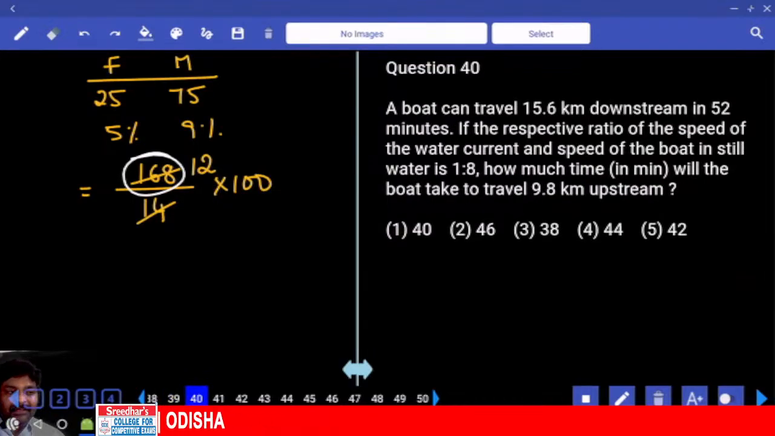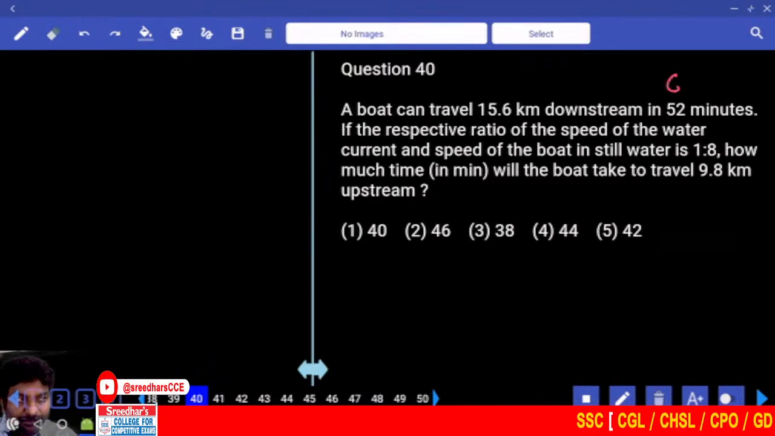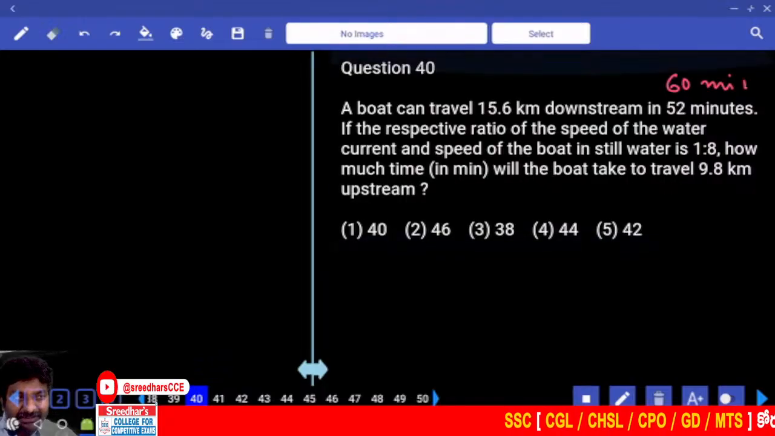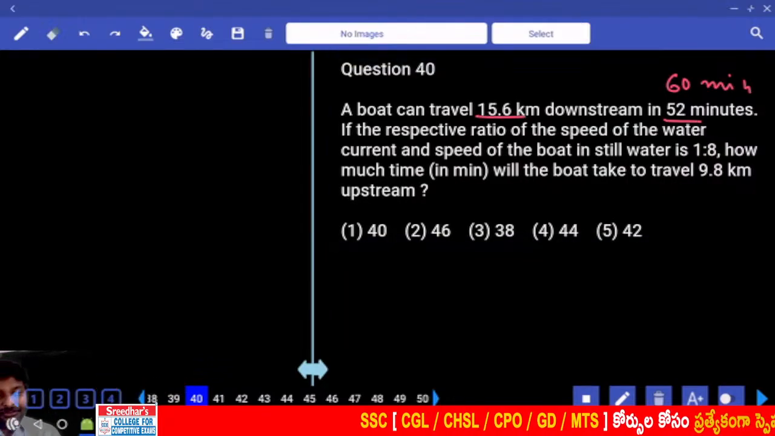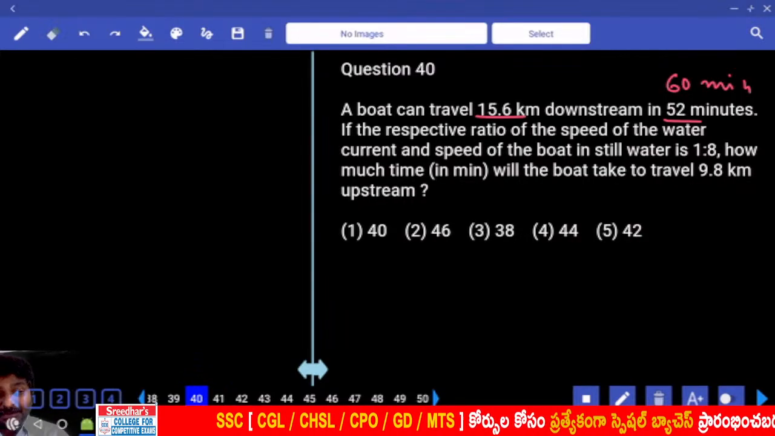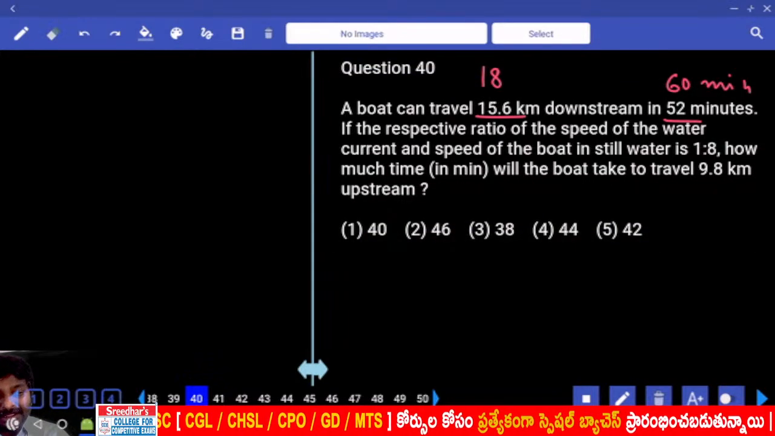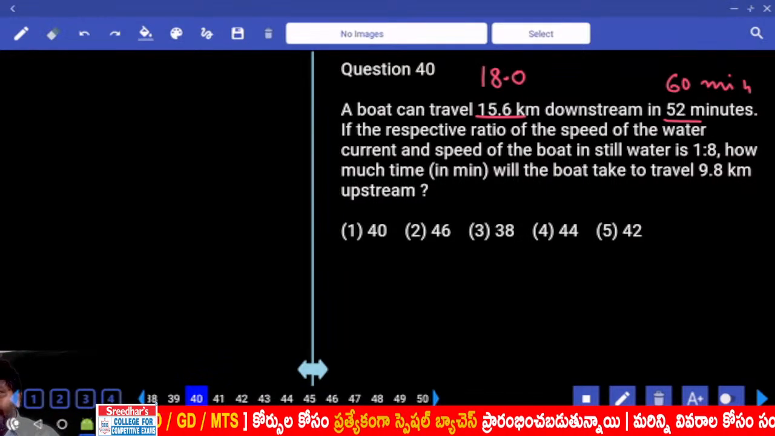A boat can travel 15.6 kilometers downstream in 52 minutes. Convert 52 minutes to 60 minutes. 52 and 156, forget about the decimal. The relation between 52 and 156 is 3 times. 60 times 3 is 180. Now keep the decimal, that becomes 18, which is the downstream speed.